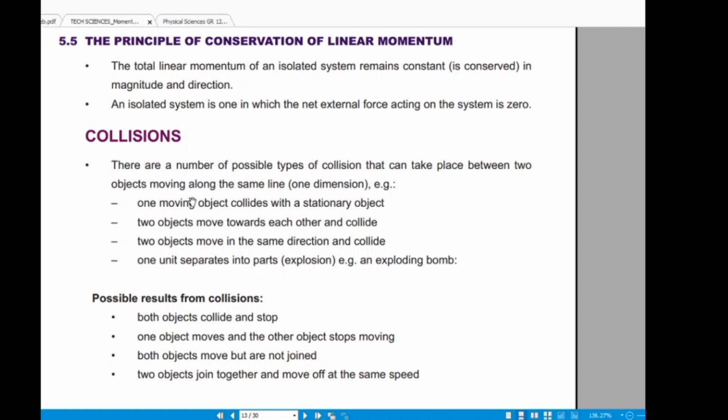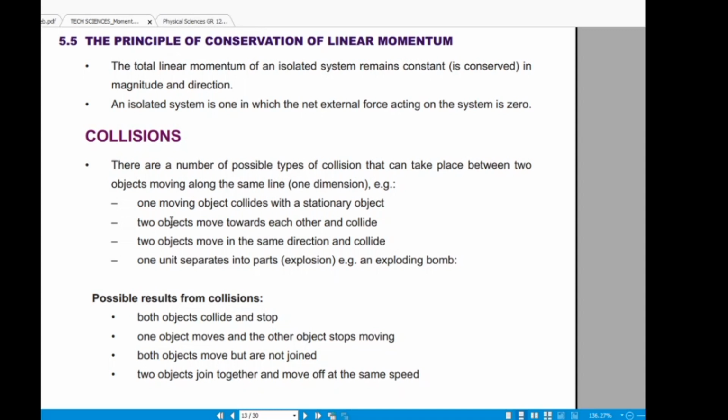Okay, another collision. Two objects move towards each other and collide. So if maybe you have two cars moving towards each other and then zichayisa. Okay, two objects move in the same direction and collide. Example yalokhu, maybe you have two cars moving in the same direction. Ikoloyi wani ilandela enye, le enye ichayisa enye ngemuva. That is two objects moving in the same direction and collide, right?